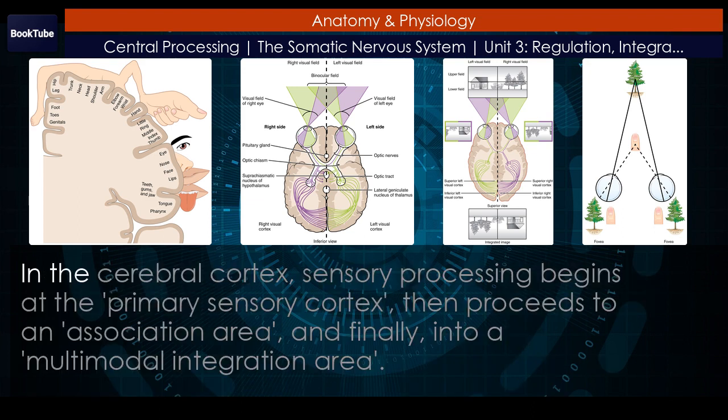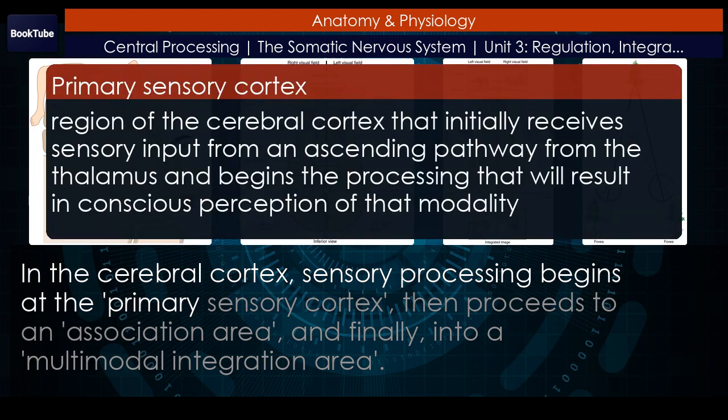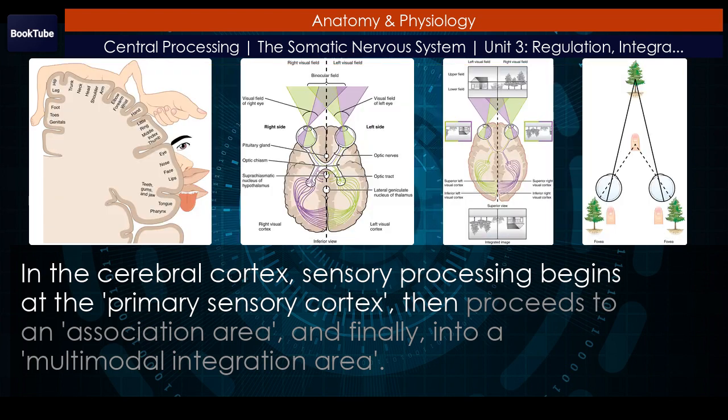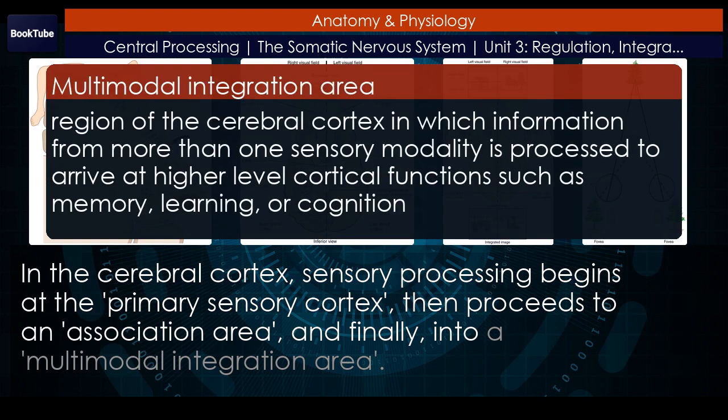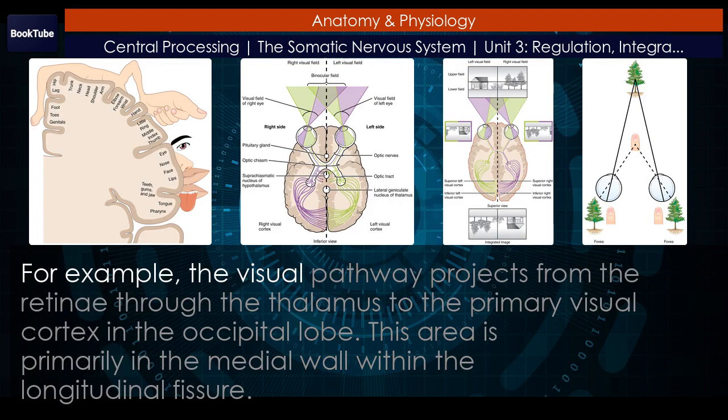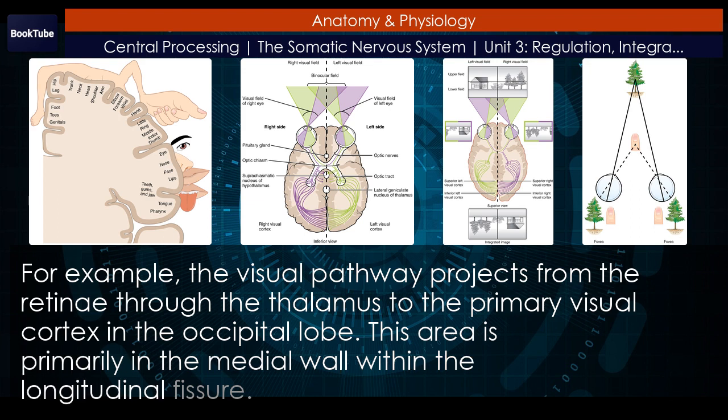In the cerebral cortex, sensory processing begins at the primary sensory cortex, then proceeds to an association area, and finally, into a multimodal integration area. For example, the visual pathway projects from the retinae through the thalamus to the primary visual cortex in the occipital lobe. This area is primarily in the medial wall within the longitudinal fissure.